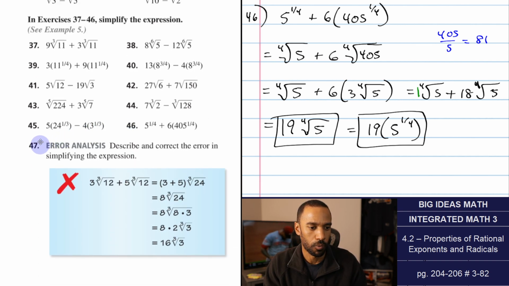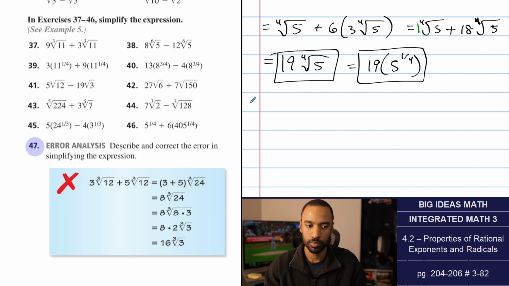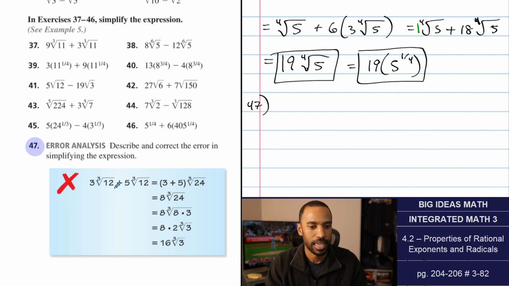This might not be the only one, but this is the only one on this page. So number 47, describe and correct the error in simplifying the expression. So 47. They have 3 times cube root of 12 plus 5 times cube root of 12. They end up kind of doing a factored version of this thing where they factor the cube root. Oh, no, they wrote a 24. Oh, no. Oh, no. No. That should still be a 12. This should still be a 12.